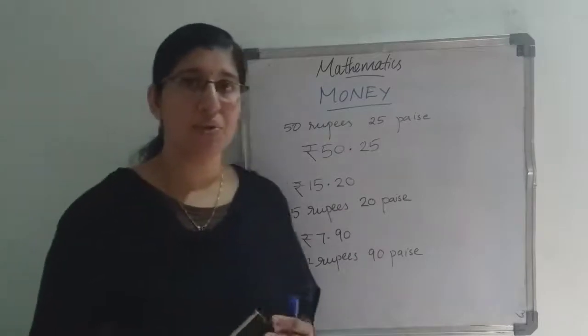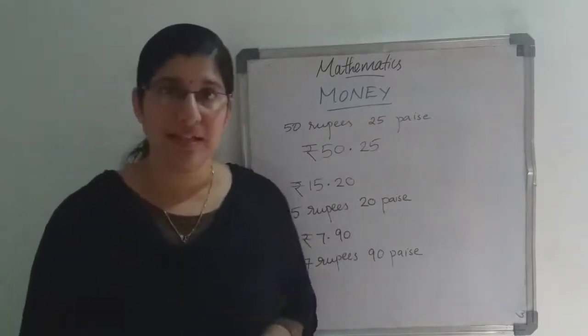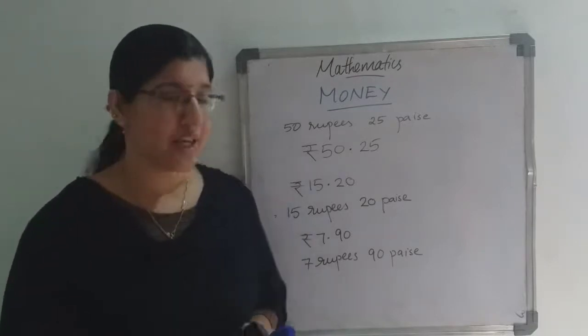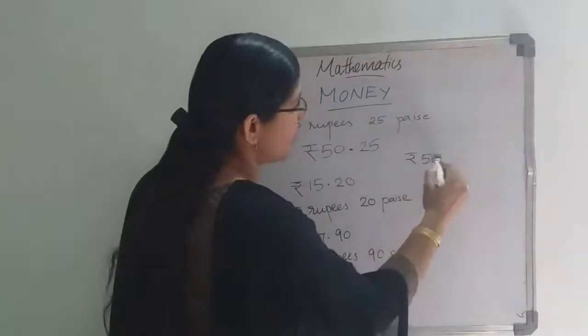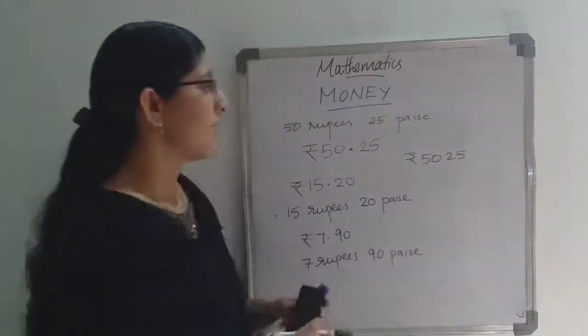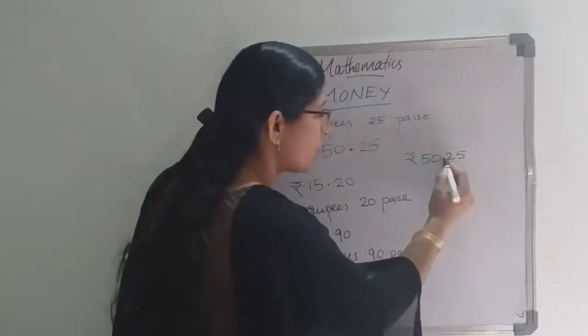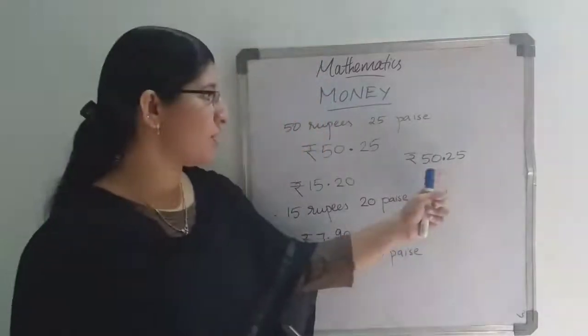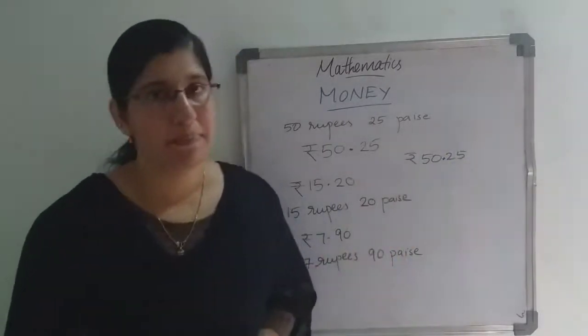So now you understood how to write the rupees and paise in letters and words. I think you all understood that. The dot is very, very important. Don't write it without the dot; it will be read as 5025 rupees. No, you have to insert the dot. It is a must, because the left side of the dot is rupees and the right side of the dot is paise.